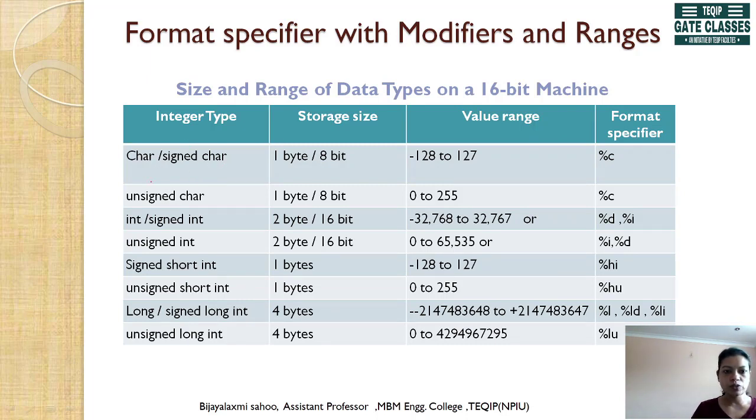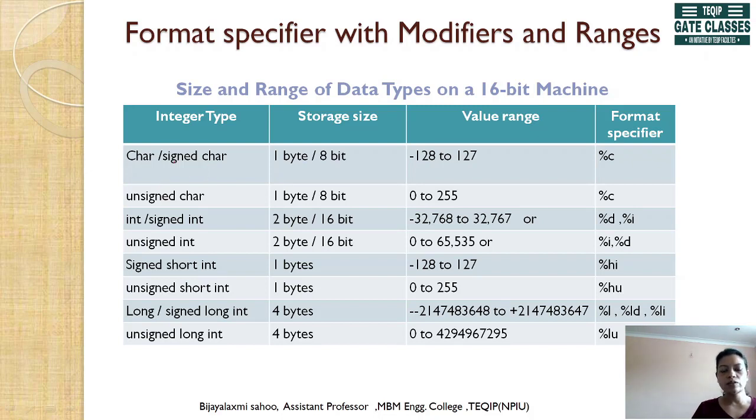Then first comes character. This applies to both character and integer. For character, it can be a signed character or an unsigned character. Signed and unsigned are your modifiers. Character is the same as signed character. When the term signed appears, it means there is a sign, whether positive or negative.